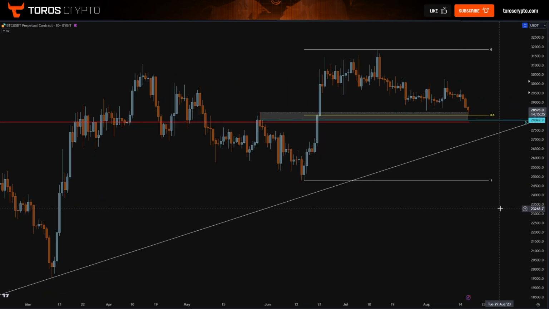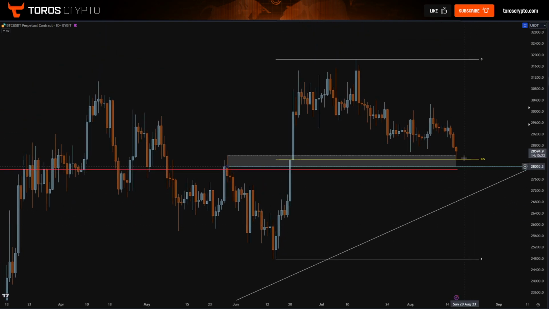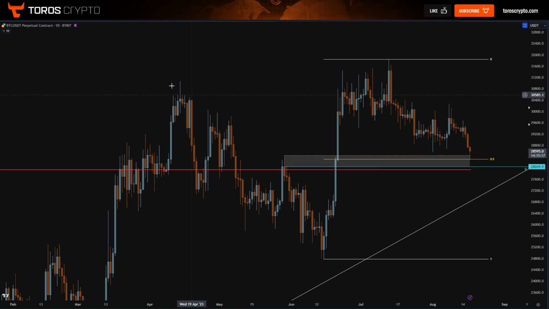Turn this back onto linear. And what we can see right now is we've just perfectly tapped the EQ, so the 0.5 of this low to this high. And we have come into the top of, basically what we would consider the previous high, backtesting that from when we had that break in market structure. We're now coming back in and testing the highs that we made previously, which was at one stage resistance. So good confluence here. You'll know that I've been talking about 28,400 for ages.